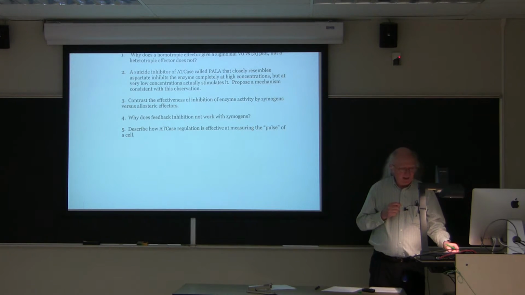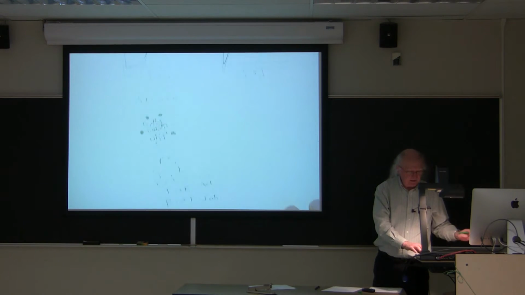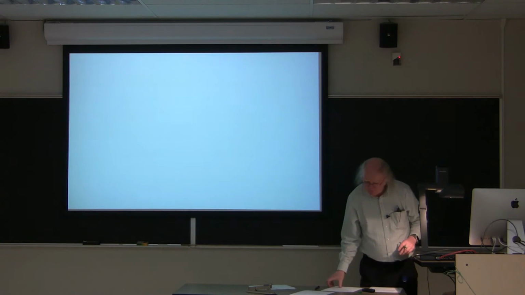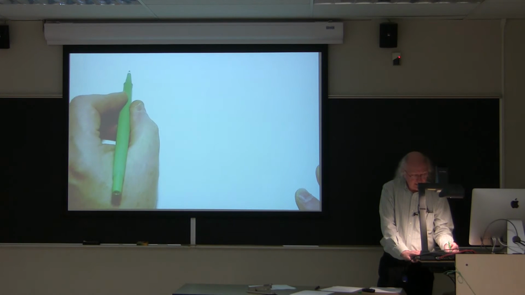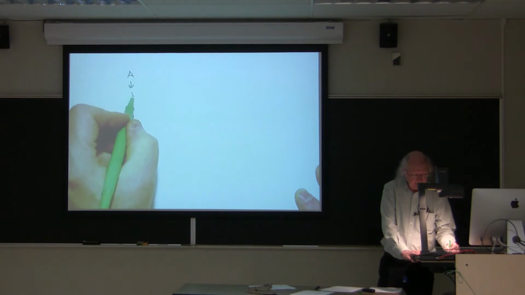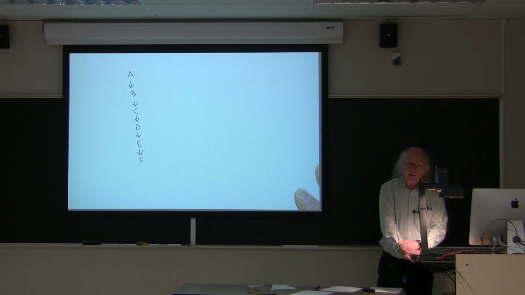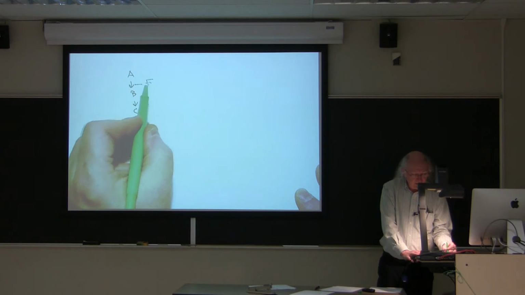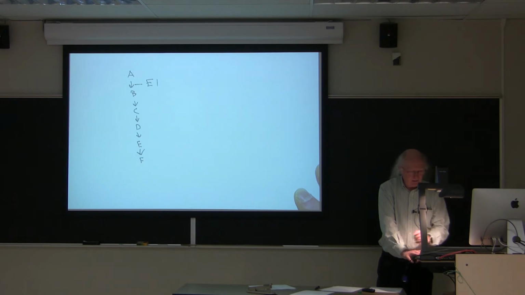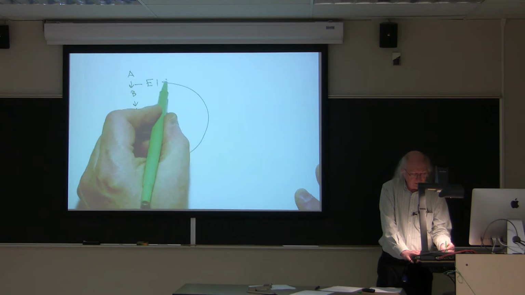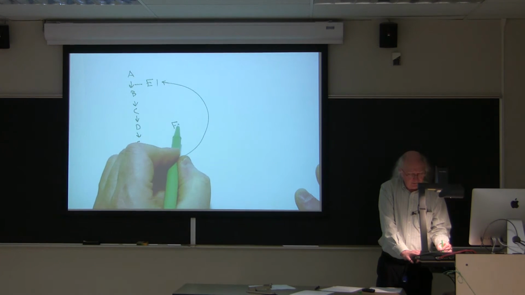Question 4 says, why does feedback inhibition not work with zymogens? Well, this is rooted in the fact that feedback inhibition occurs as a result of binding of a molecule at the end of a metabolic pathway to the enzyme that catalyzes the first reaction. So let's imagine I've got a pathway of A going to B, going to C, going to D, going to E, going to F, for example. And let's imagine that this enzyme here, I'll just call E1, is affected by the binding of the end product of the metabolic pathway. So this is what we call feedback inhibition.